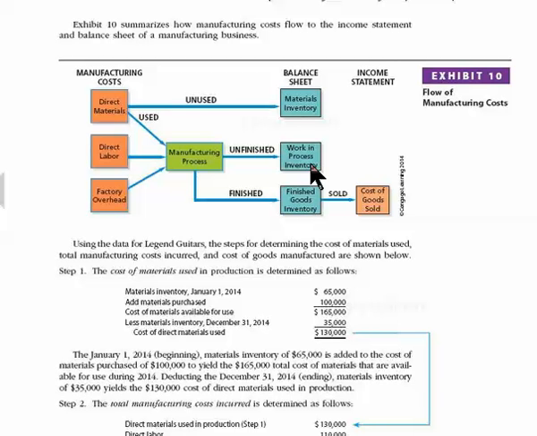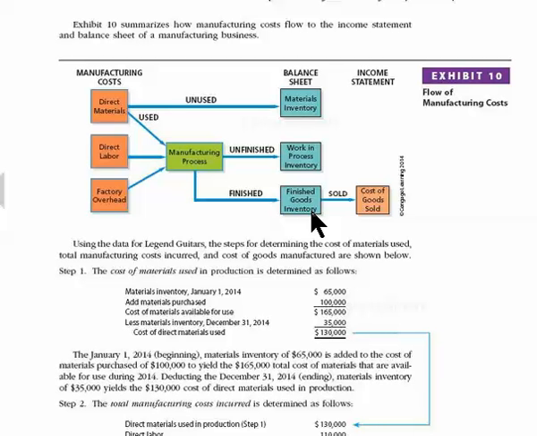Once the product, that item, is completed, then it's going to be transferred to the finished goods inventory. The finished goods inventory is going to be an item on the balance sheet, and it's held there until it's sold. So we have three different inventory accounts on the balance sheet. All of these are current assets. We have our materials inventory, our work in process, and our finished goods.